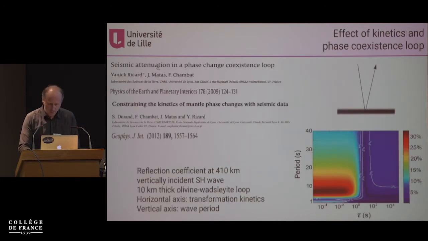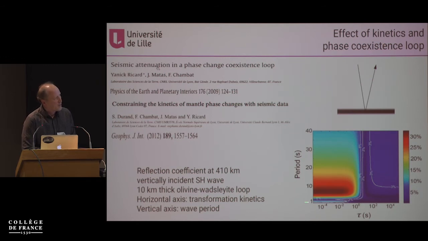Now, there was this stream of papers published by the Lyon group, where they were trying to look at the effect of phase transformation on attenuation, but they also looked at reflection coefficients at the boundary. They were looking at it at the 410 discontinuity, and it was not important. But I saw this figure and I was like, oh, we have to do the same thing. So we called Stéphanie Durand, who helped us with the calculation.